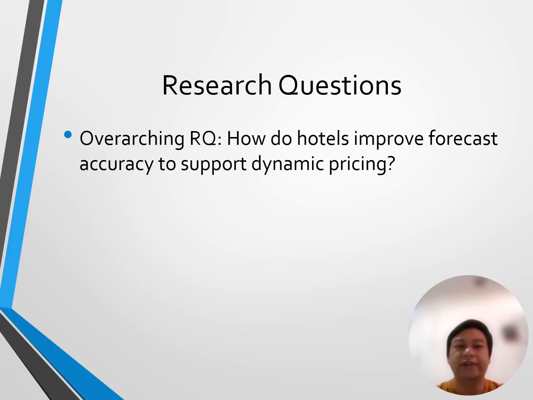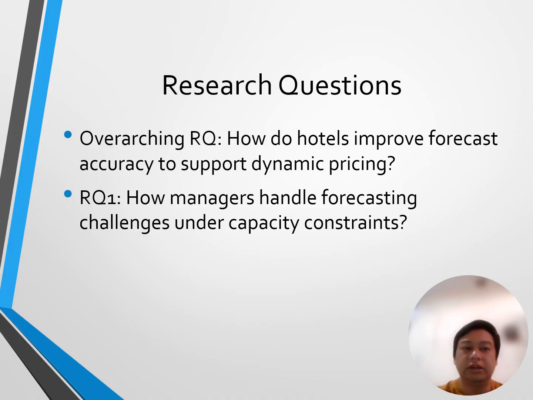On these research questions, there is an overarching question, which is how do hotels improve forecast accuracy to support dynamic pricing? And then for Q1, how do managers handle forecasting challenges under capacity constraints? This also mostly happens to hotels, which have limited capacity to sell their room inventories compared to the manufacturing industry, where they can adjust their production capacity and volume of distribution more agilely compared to hotels.